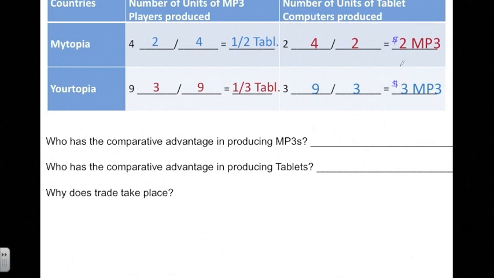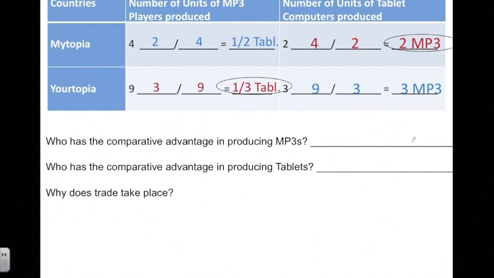Well, I want the country to produce what they produce best at a lower opportunity cost. So in this case, it would be better for Mytopia to focus on the production of tablets as it costs them less, so that we specialize on what we do best at a lower cost. So what I'm going to do here is circle the lower opportunity cost. 2 is less than 3 and 1/3 is less than 1/2. Therefore, Mytopia should focus again on tablet production. Yourtopia focuses on MP3 players.